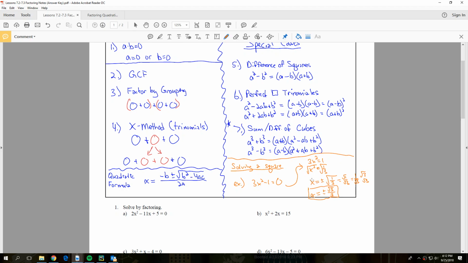But that's not the whole point of this. The whole point is, if you have 3x squared minus 1, you can just solve, right? Just isolate the x.